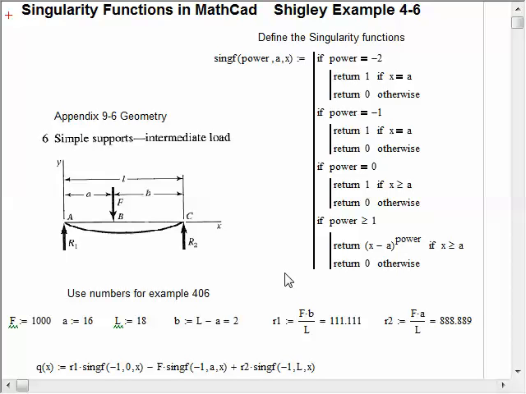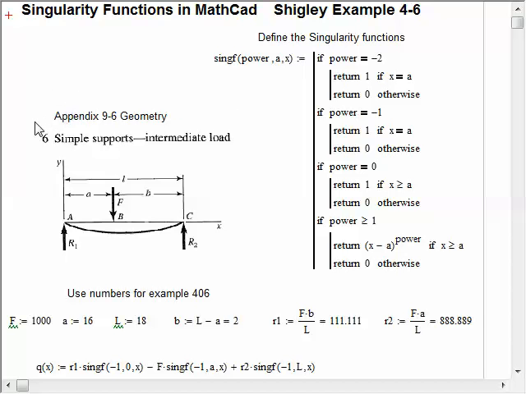Okay, this is the second example of using Mathcad to do singularity functions, so I don't really need to say anything about this one. I talked about that in the previous video. It's simply all of the singularity functions wrapped into one function name called singf. I pass it the power of the singularity function, I pass it the a constant of the singularity function, then I give it an x at which to evaluate the singularity function.